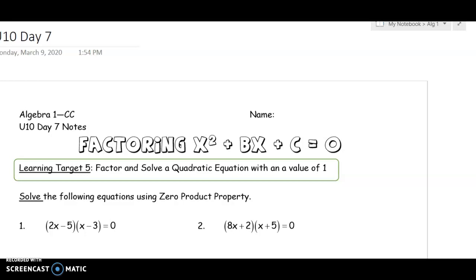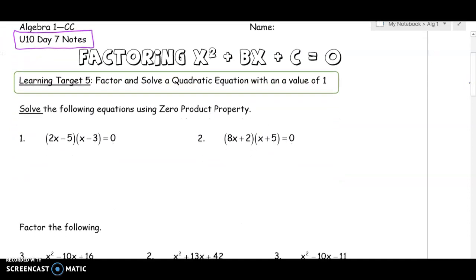Algebra, we are moving on to the Day 7 notes in your Unit 10 packet. If you do not have your Unit 10 packet, the Unit 10 materials can be found on Canvas, or you can just do this on your own paper. It is your choice. We are going to be reviewing factoring.